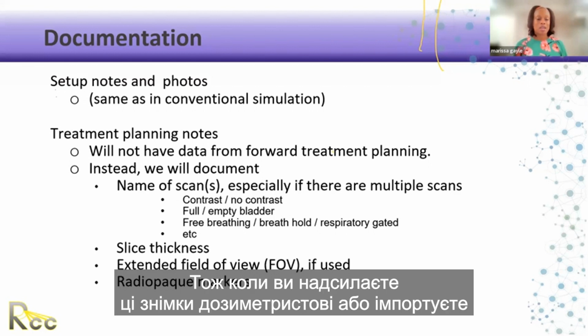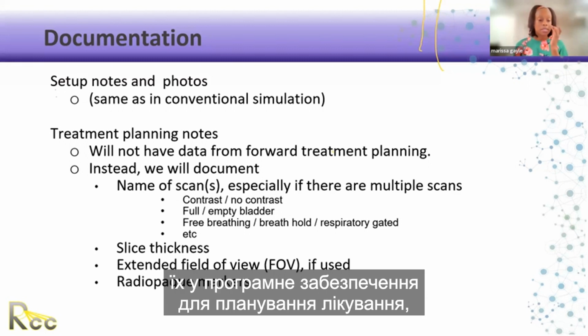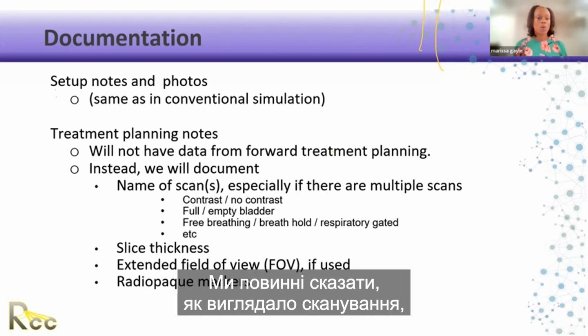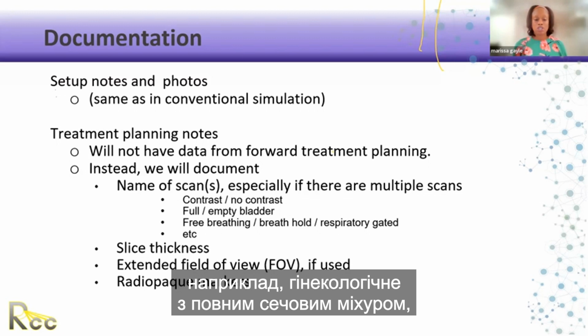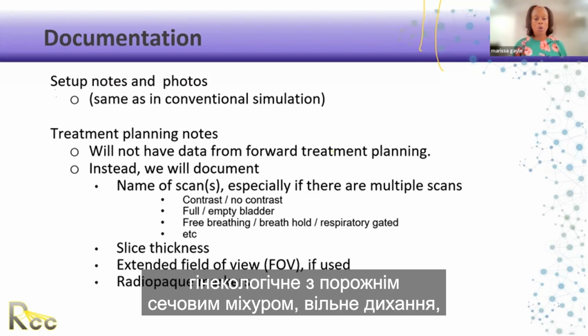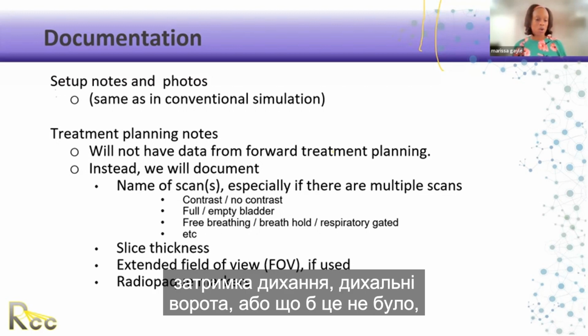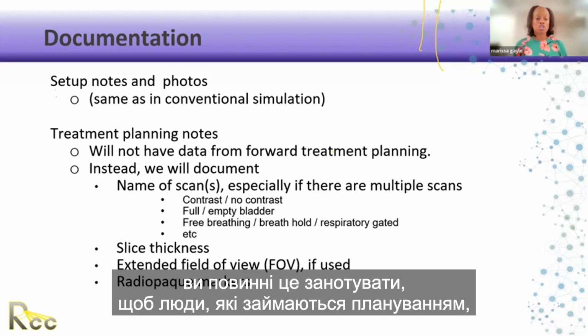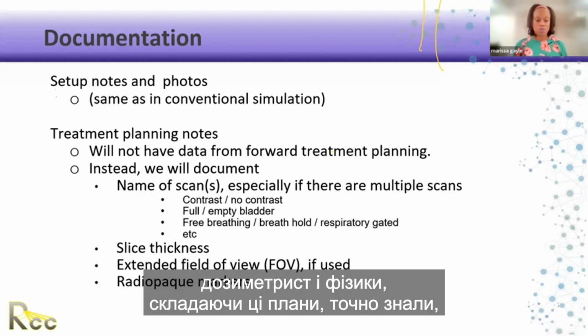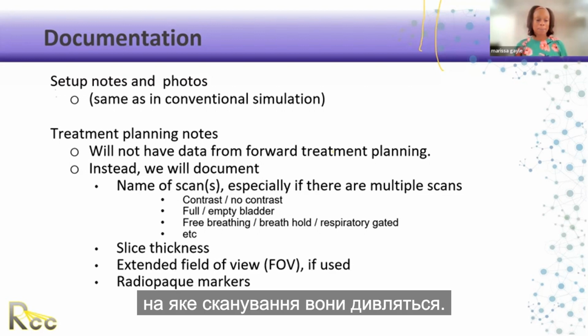When you're sending these scans over to the dosimetrist or importing them into the treatment planning software, we need to notate everything. We need to say what the scan was, like GYN full bladder, GYN empty bladder, free breathing, breath hold, respiratory gating, or whatever the scan was, so that when the dosimetrists and the physicists are making these plans, they know exactly what scan they're looking at.